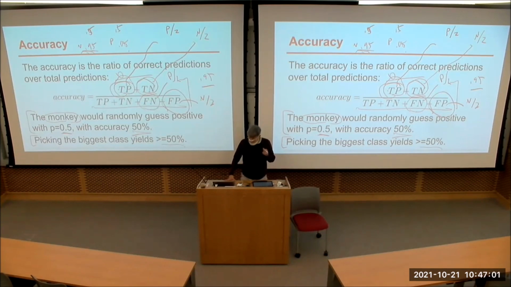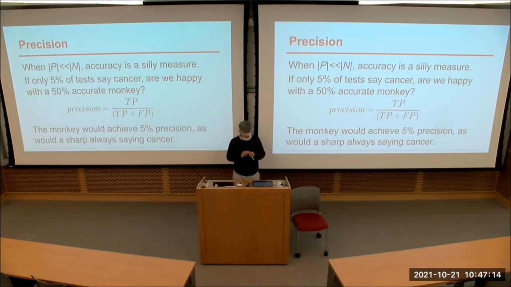Does that mean that a classifier to predict whether somebody has cancer should say everybody is healthy? Well, the answer hopefully is no. So what do you need to do? You need to have another statistic. What is the precision? The precision is the number of true positives divided by the number of true positives plus false positives.